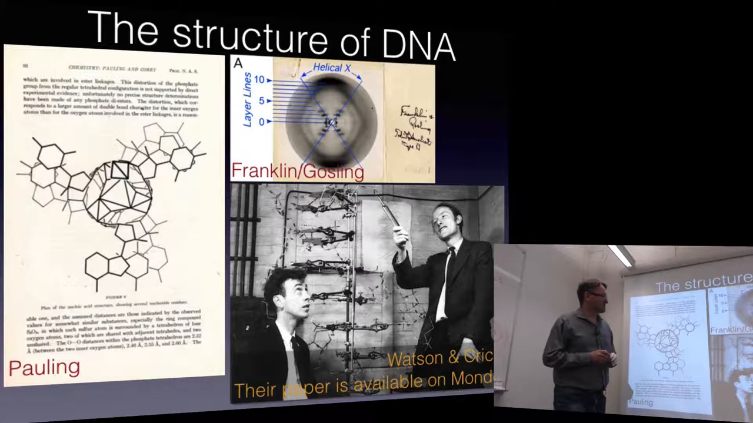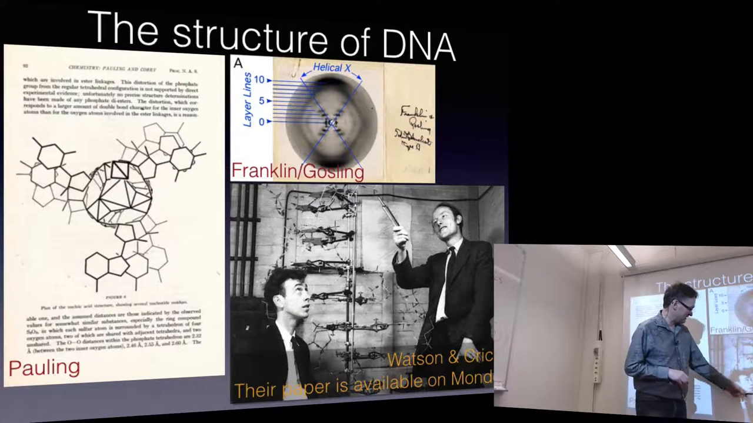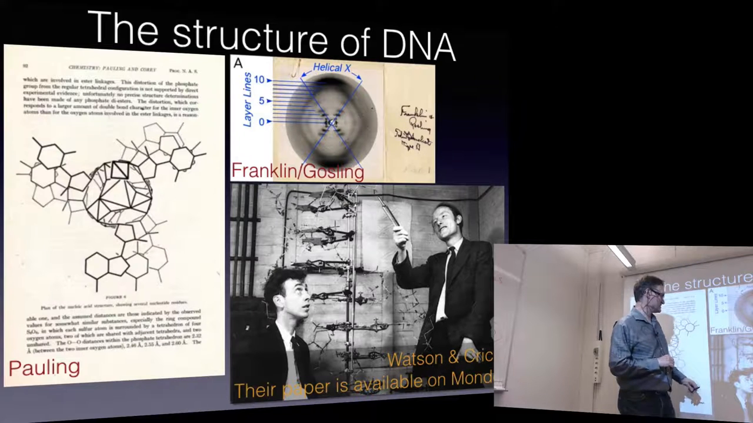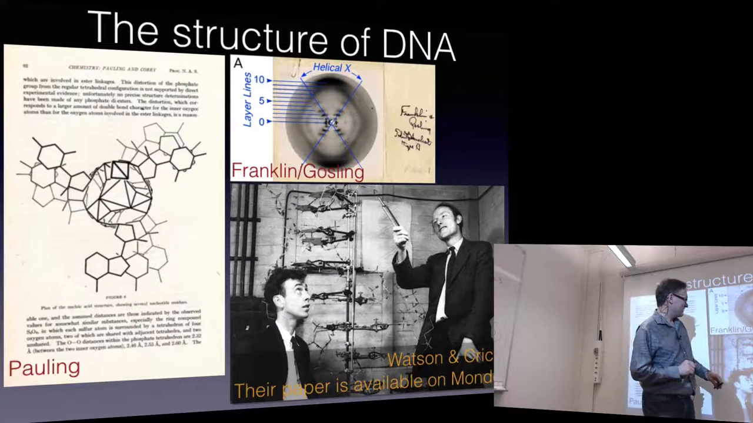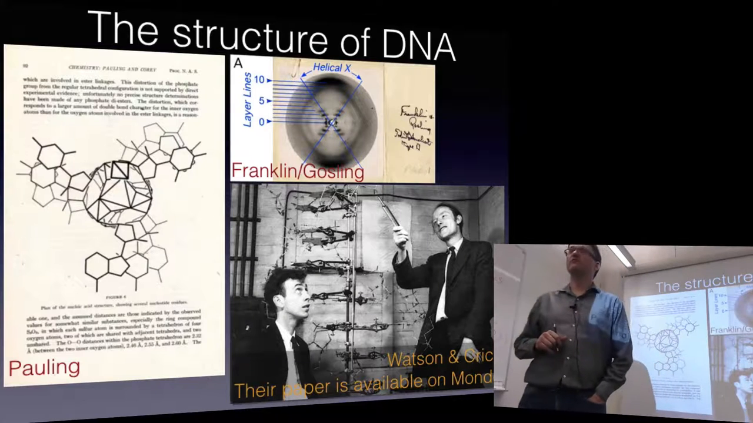So they came up with it. Nasty people would say that Francis Crick did all the calculation and then Jim Watson was just sitting and building the molecular models on Francis Crick's instructions, but I'm not going to say that. This is a really cool paper that's available on Mondo. I think you should read it. It's 1.5 pages.